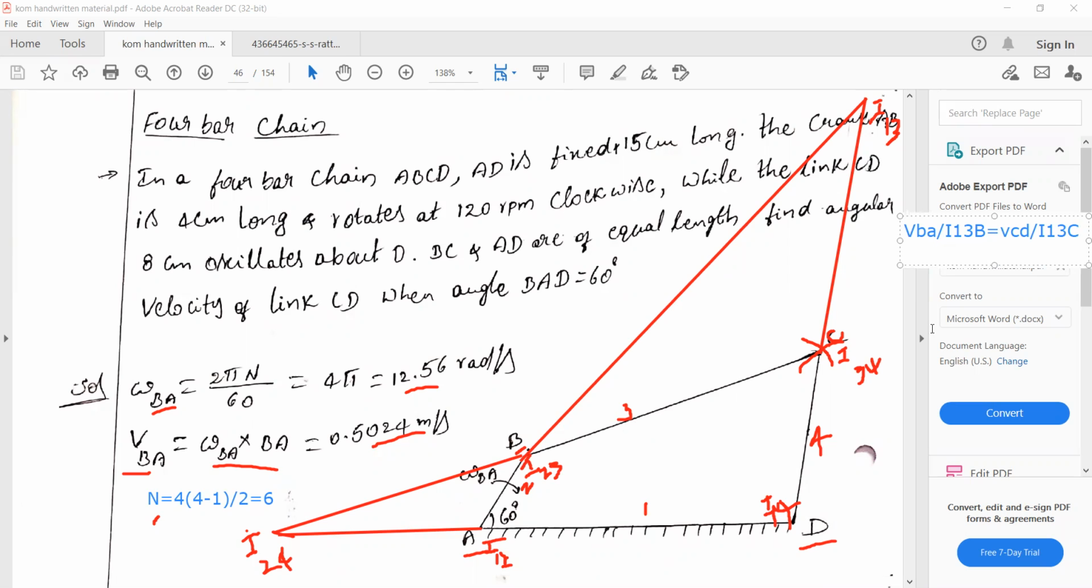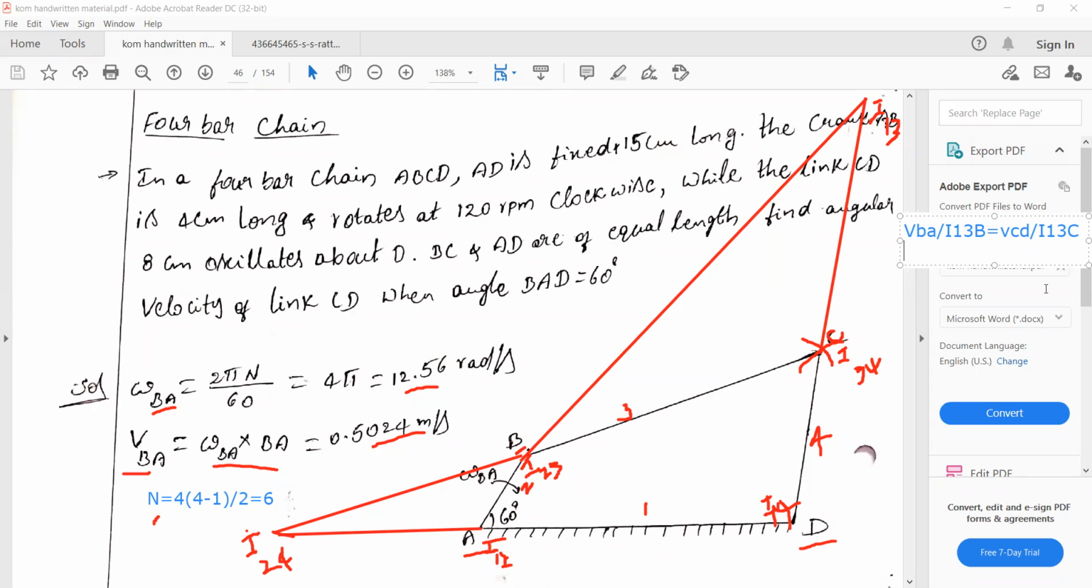So just all of you observe that. What we have to find here? VBA is already known, and the unknown is VCD. I13 is the common instantaneous center for both the links, so that's why we may consider that value: how much distance to the particular links. So VBA by I13B equals VCD by I13C.